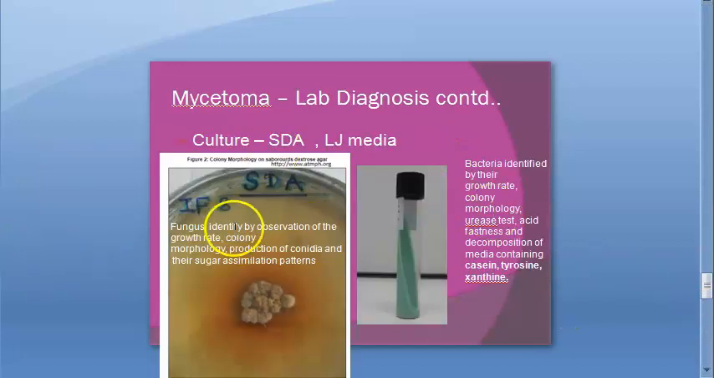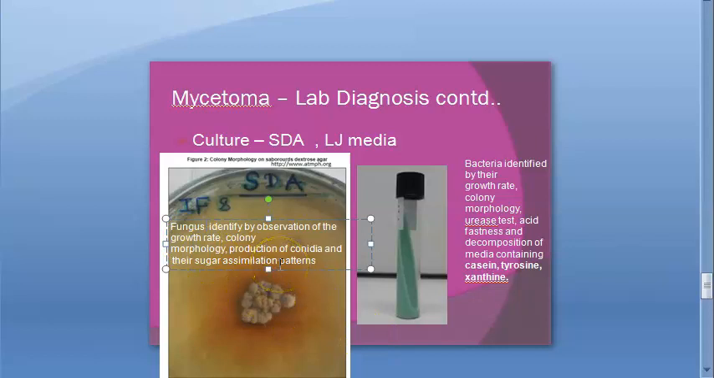So you have to do culture, right? Culture for fungus you will do on what? On SDA, that is Sabouraud dextrose agar. You will do the culture, and what will you see? The fungus you can identify by the observation of the growth rate. You will see how fast it grows, what is the colony morphology, the production of conidia and their sugar assimilation patterns. Based on this, you will identify the fungus.